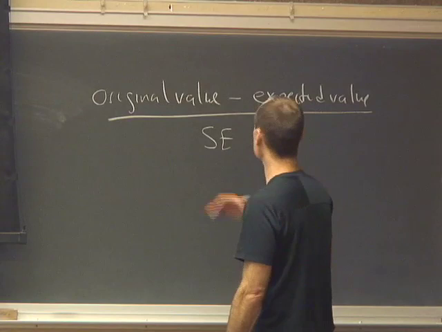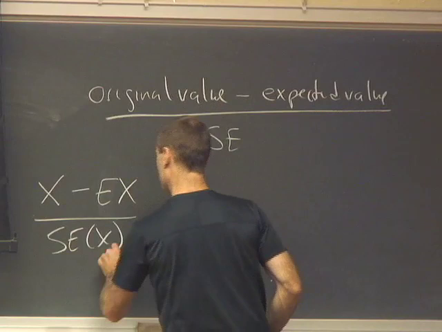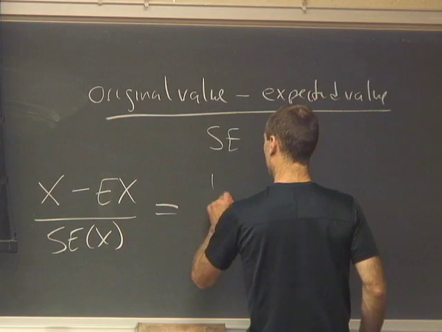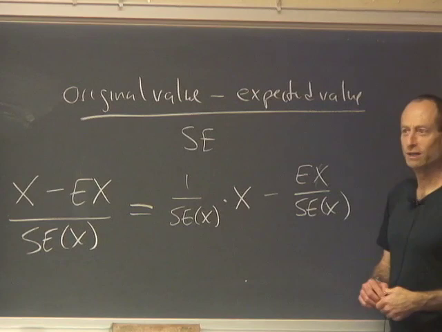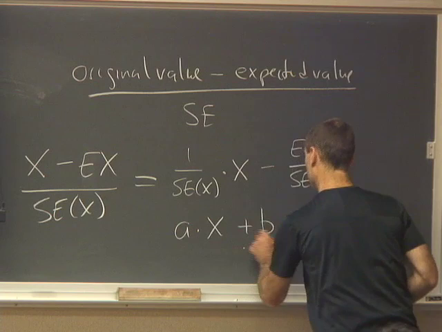So if I take X minus the mean of X and divide that by the standard error of X, that's a new random variable, right? It's a function of the old random variable. What have I done to it? I've subtracted something and I've scaled it. I can actually write that as 1 over the standard error of X times X minus the expected value of X over the standard error of X. Did I do that right? This is a constant times a random variable plus another constant. This looks like aX plus b, where a is 1 over SE of X, and b is minus E of X over SE of X.